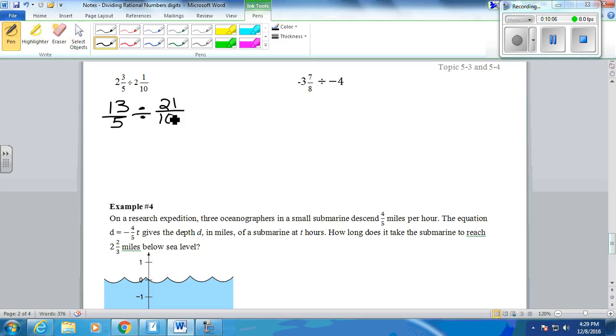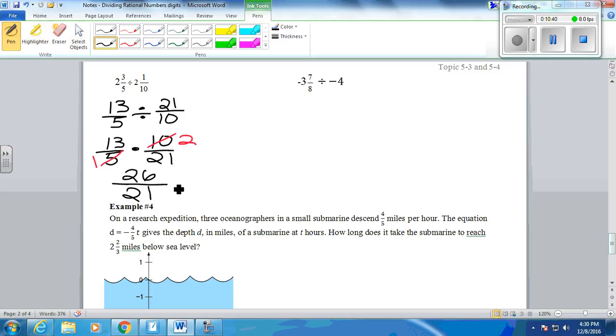Now that I have it written like that, now you will rewrite it as a multiplication problem. So the first number stays the same, 13/5 times 10/21. I'm going to cross cancel with the 10 and the 5. 10 divided by 5 is 2. 5 divided by 5 is 1. 13 times 2 gives me 26. 1 times 21 gives me 21.